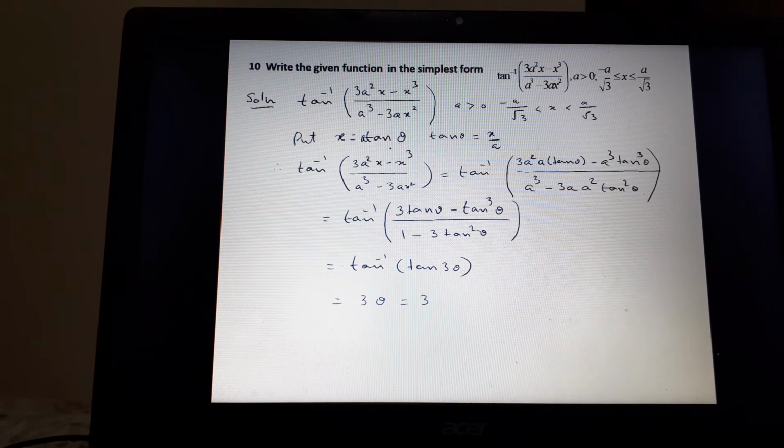Now what is theta? So tan theta is equal to x upon a. Therefore theta will be tan inverse x upon a. Therefore, 3 tan inverse x upon a. So this is the simplest form.